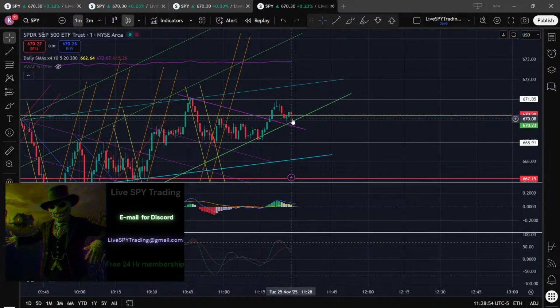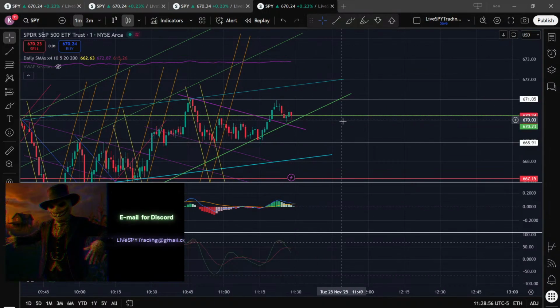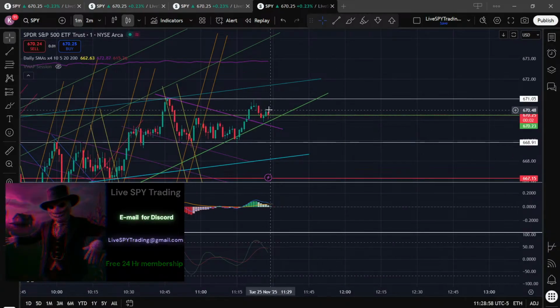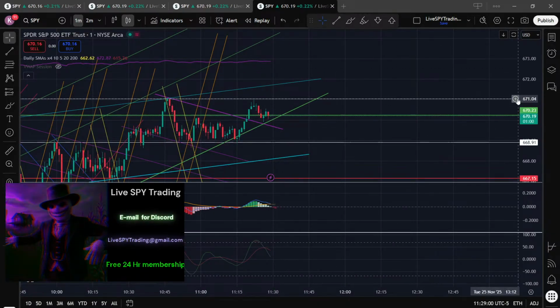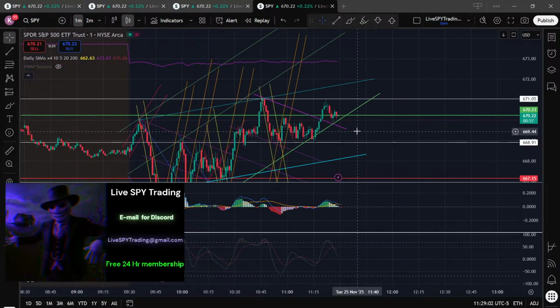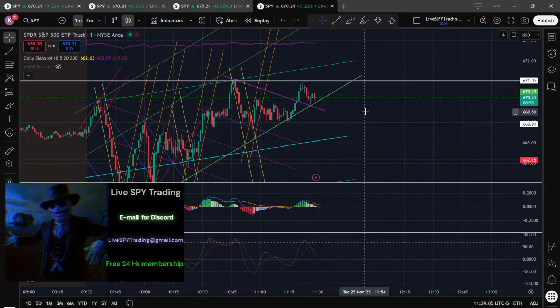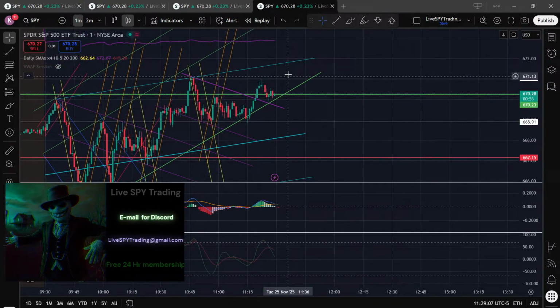If you don't get a good, strong move push up here, then I'm seeing weakness in the uptrend. We need to see a strong push up above 671.05. If we start to stall out here, I'm seeing weakness in the uptrend.